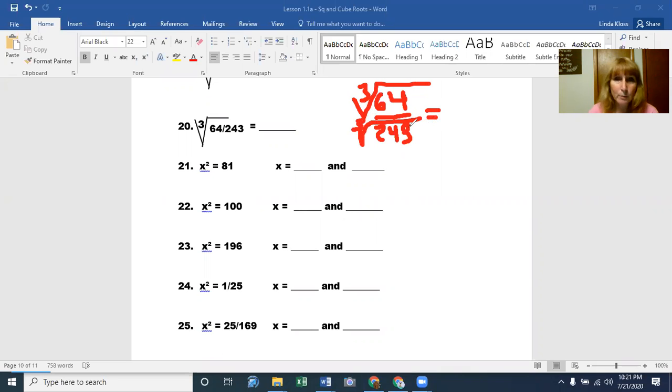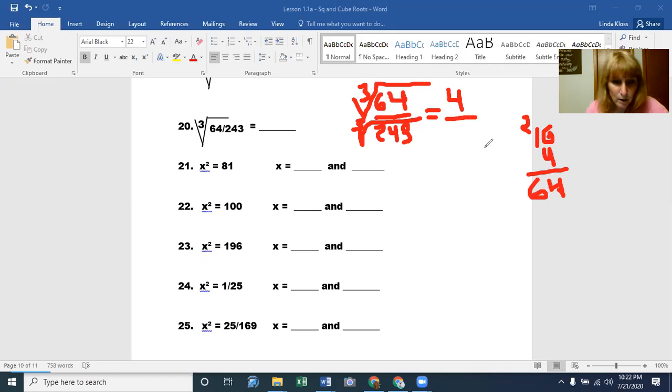What number multiplied by itself 3 times will give you 64? Well, I think you could do 4, right? Because 4 times 4 is 16, and then another 4 should give you 64. 4 times 6 is 24, carry the 2. 4 times 1 is 4, plus 2 is 6, 64. So yes, the top number is a 4. What about the cubed root of 243?